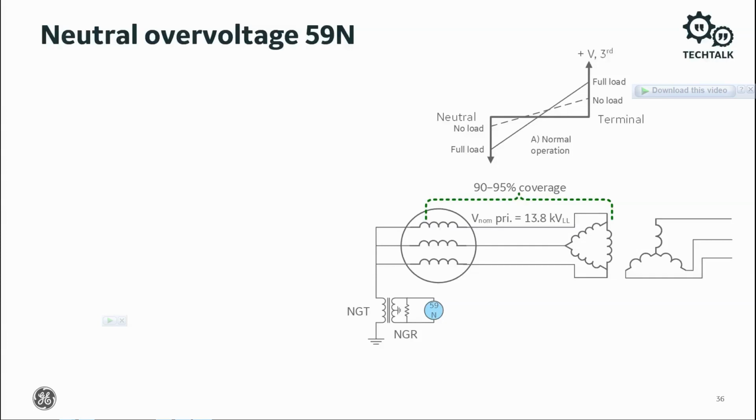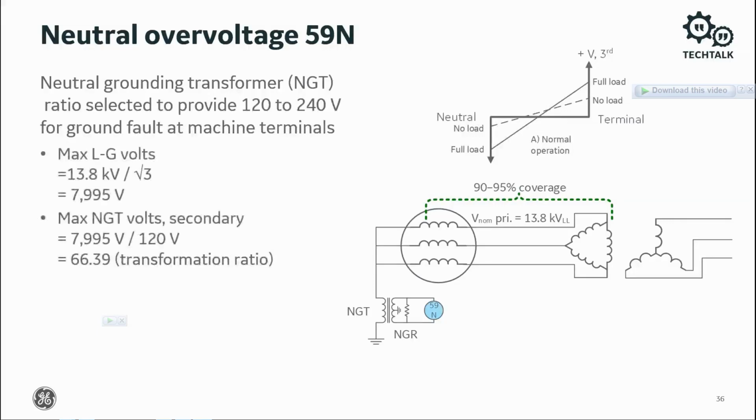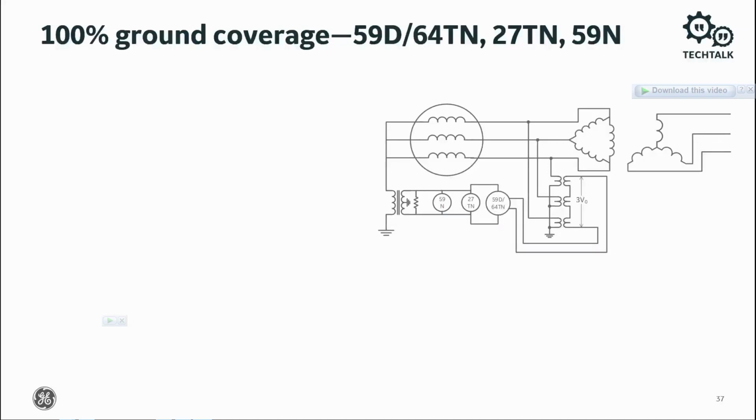For a unit connected generator with a delta Y step-up transformer, the ground source is a neutral grounding transformer, NGT. With 59N, we select a transformation ratio to provide 120 to 240 volts for a ground fault at the machine terminals. This example shows how to calculate the transformation ratio. It is important to note that close-in system ground faults are capacitively coupled across the GSU transformer. To summarize, we can get 100% ground fault coverage in high impedance grounded generators that are unit connected. I'll discuss another method, sub-harmonic injection, later.